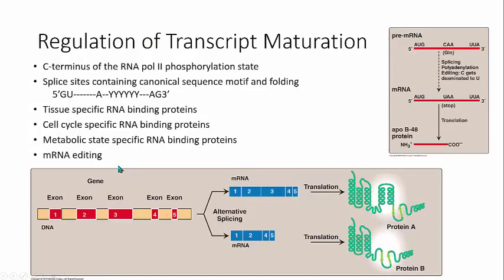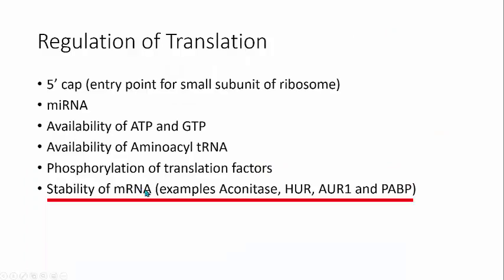Remember that maturation of the RNAs is highly regulated as well. The capping is not so regulated, poly-A tailing is not so regulated, but the splicing is very tightly regulated, and it leads to alternative protein structures and alternative protein functions. And we need these other factors as well.